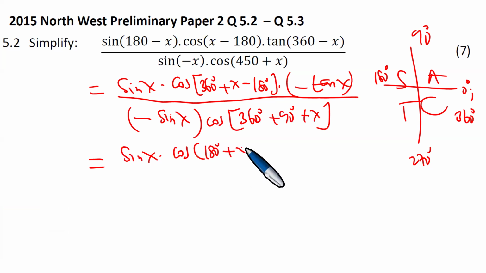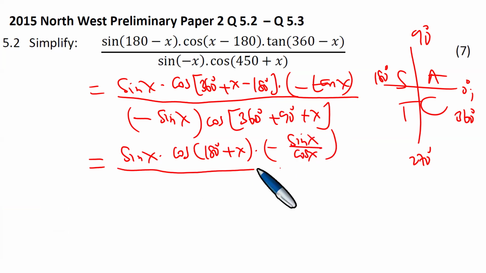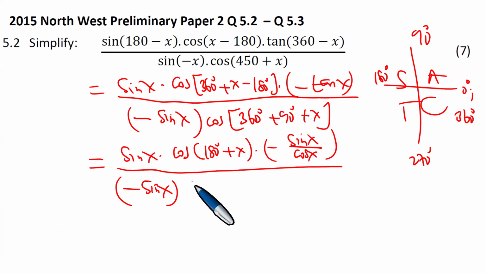180 degrees plus x: the tangent is sine x over cosine x, which is minus sine x. So now you have this one, which is 360 plus 90. Now 360 plus 90 is exactly in the first quadrant, where all are positive, so it's going to be 90 degrees plus x.